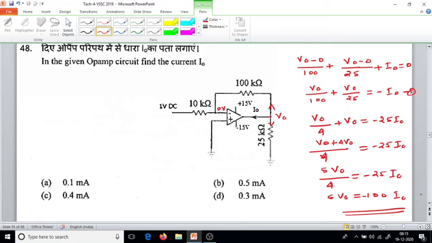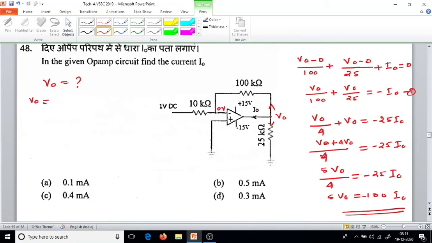Now we have to find out I naught. For I naught, we have to find V naught. What is V naught? We have to find V naught, then we can get the current I naught. So this is an inverting amplifier.